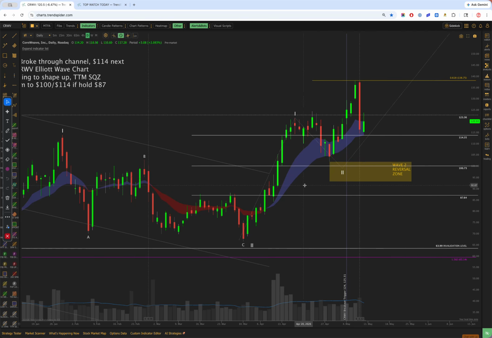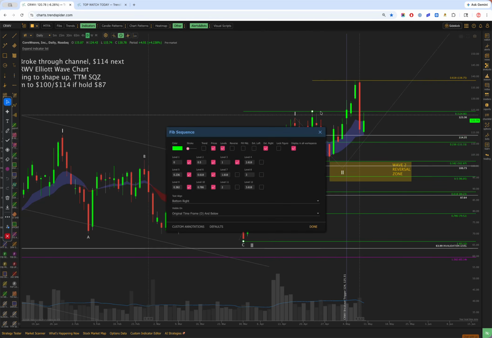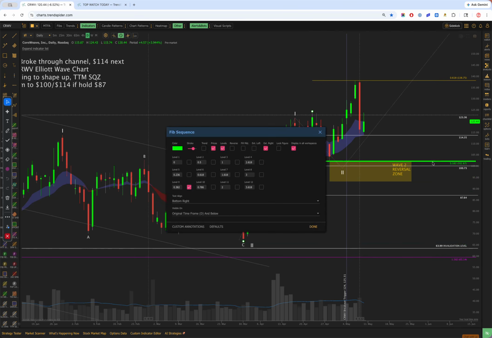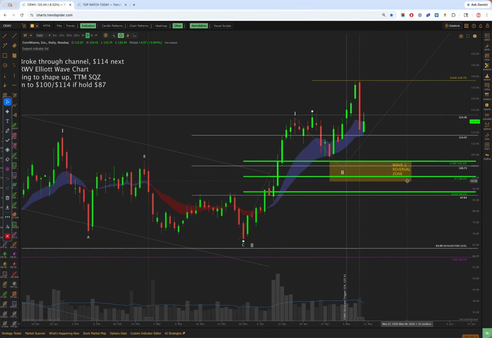Let me delete that. Once I knew that this high was in right here, I took my fib, I drew from the bottom to the top. I'm just going to delete all the other fibs. I'll leave the 382 on. I'll make it bold, and there it is. Now, why did I put the wave 2 reversal zone where I did? Because I want to get a tactical entry between the 50% and the 382 because I know that that's a strong area for a bounce.